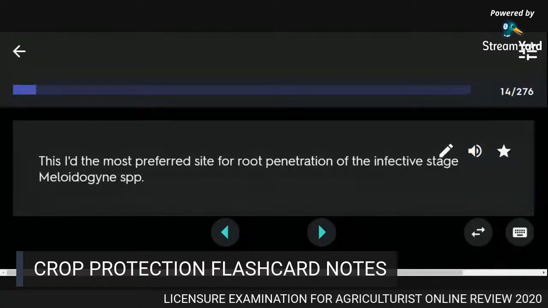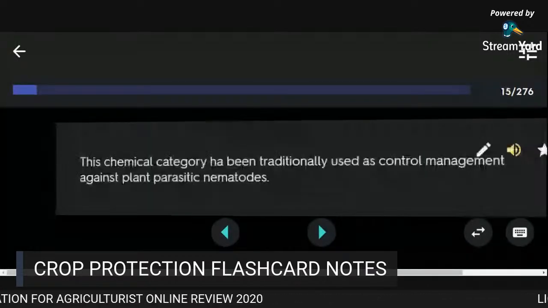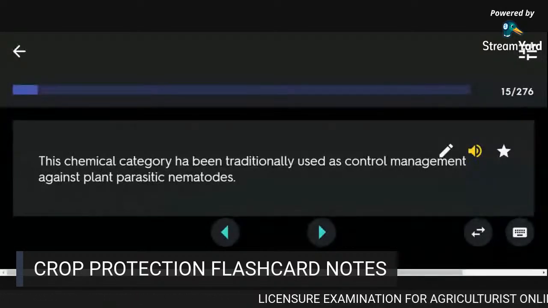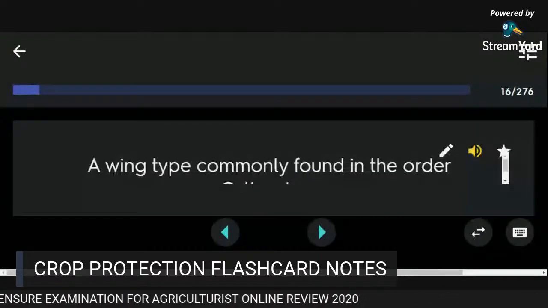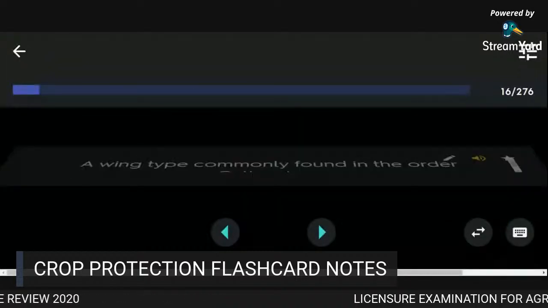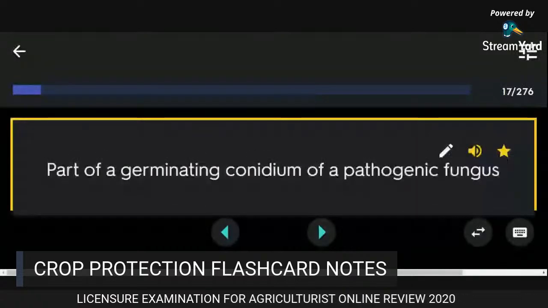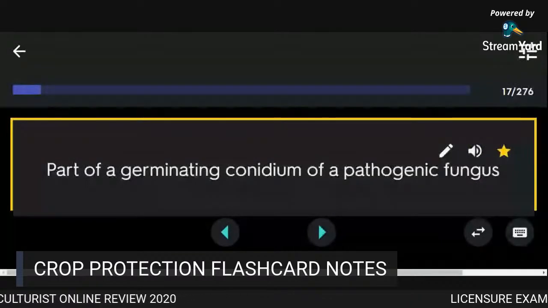This is the most preferred site for root penetration of the infective stage of Meloidogyne spp.: root hair. This chemical category has been traditionally used as control management against plant parasitic nematodes: carbamate. A wing type commonly found in the order Orthoptera: tegmina. Part of a germinating conidium of a pathogenic fungus: germ tube, appressorium, infection peg.